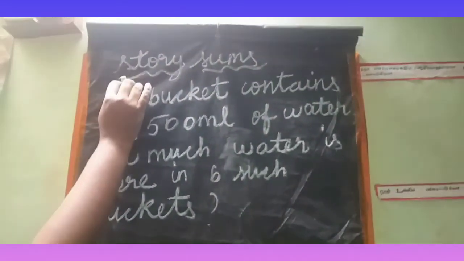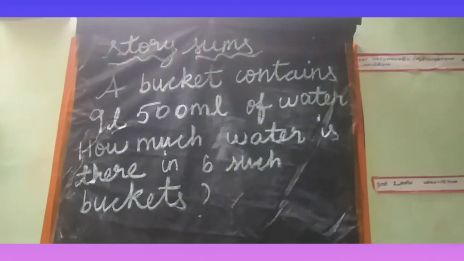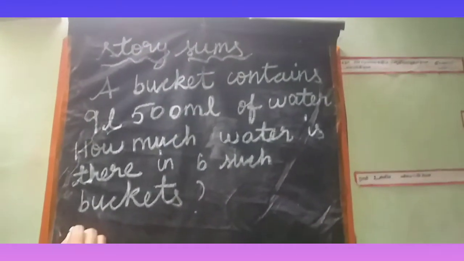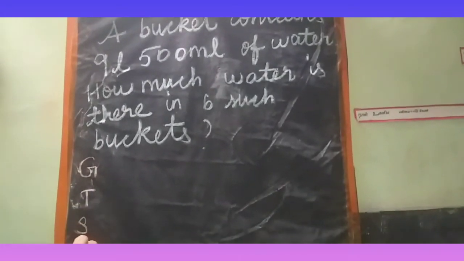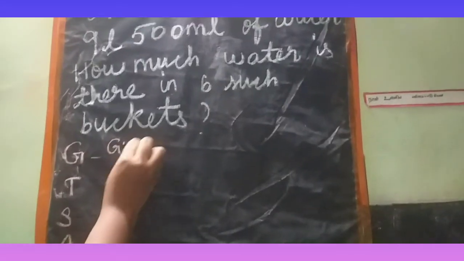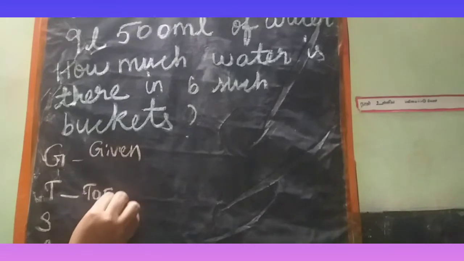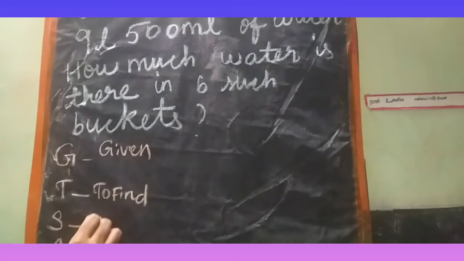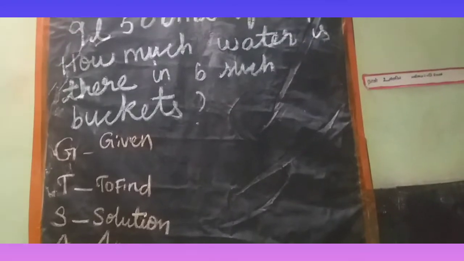Next, we are going to see story problems, that is story sums. And what are the headings under the story sums? GTSA, isn't it? G means given, T to find, S for solution, and A for answer. Okay, and read the question.